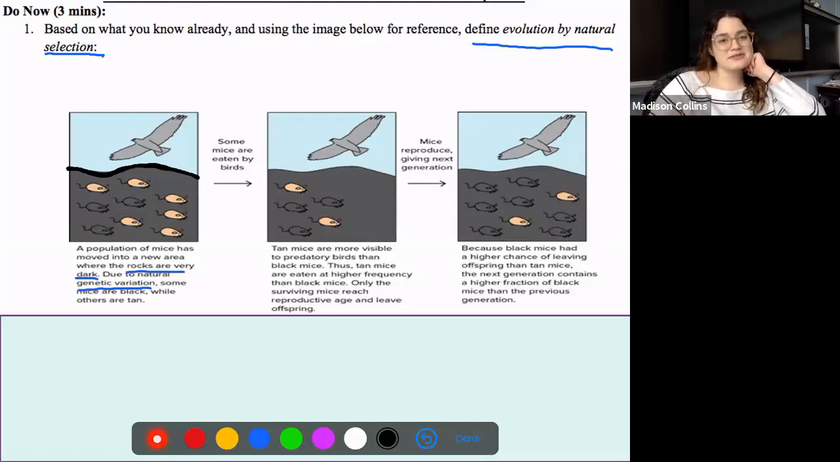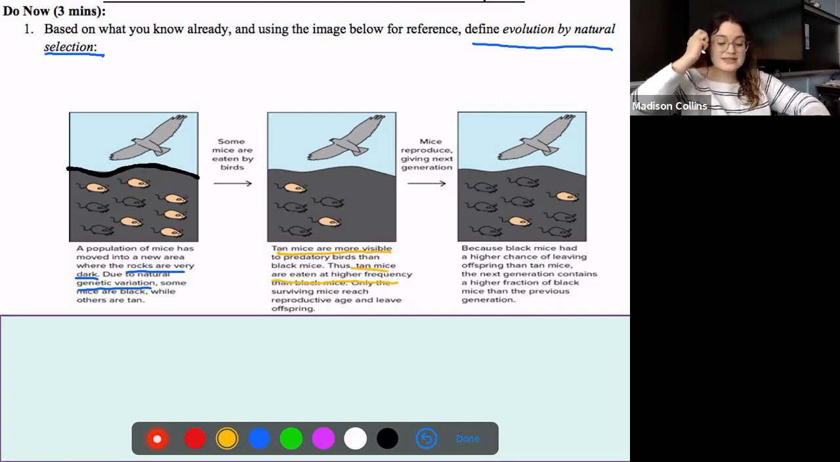So how is this going to impact them in the long run? Well, some of those mice are eaten by birds, and because the tan mice are more visible to those predatory birds than the black mice, tan mice are eaten at a higher frequency than the black mice. Now, only surviving mice are able to reach reproductive age and reproduce, and that means those mice are going to pass on their traits to their offspring.